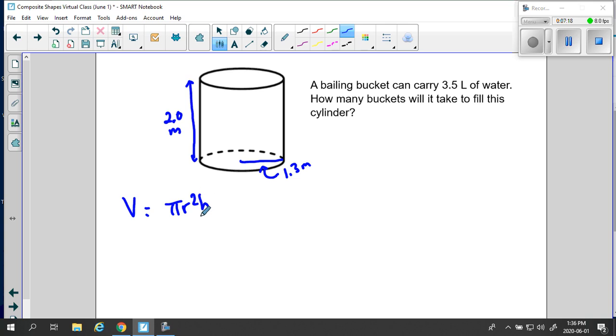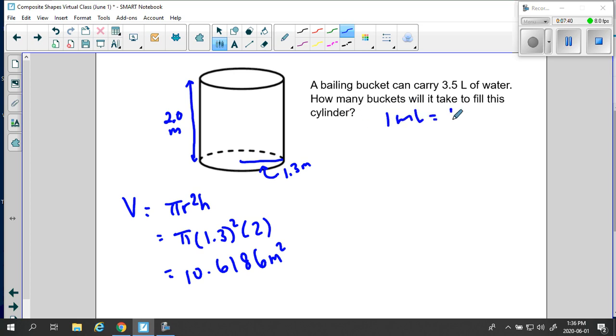So first we need to find the volume of the cylinder, which is the area of the base times the height, which is pi times 1.3 squared times 2. So pi times 1.3 squared times 2 is 10.6186 meters cubed. So what you got to ask yourself, is it true? Like I understand that 1 milliliter is equal to 1 centimeter cubed, but is it true that 1 liter is equal to 1 meter cubed? Because that's a temptation. And the answer is no, that's not true at all.